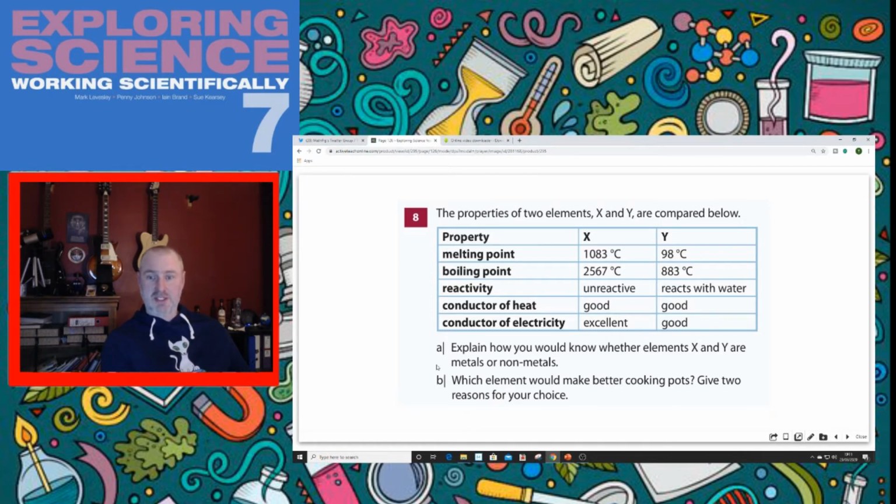If we look at the reactivity as well, it says it reacts with water. You may have seen in lessons your teacher taking some sodium or potassium or lithium and putting it in water and it reacting and sometimes even exploding or setting on fire. Right? Some metals do that, the group 1 metals. We wouldn't use a metal like that for a cooking pot. So element Y would definitely not make, for those 2 reasons, a good cooking pot.